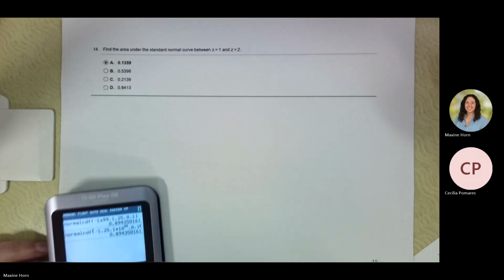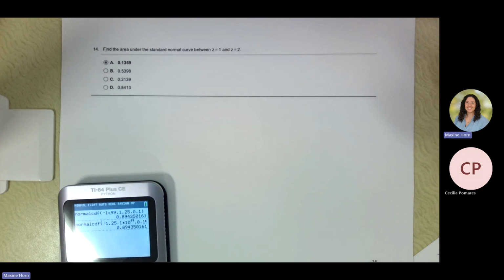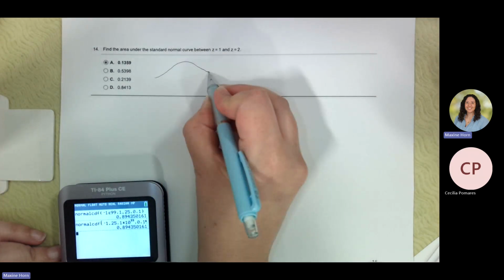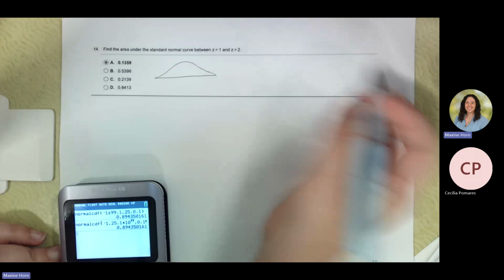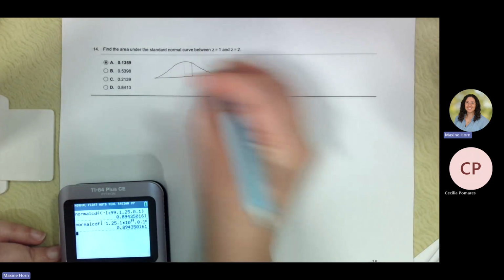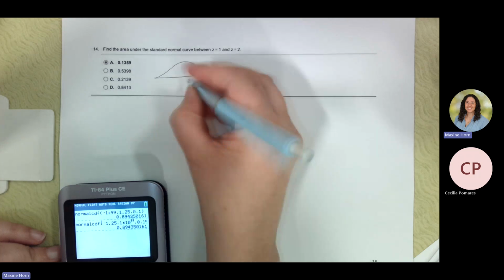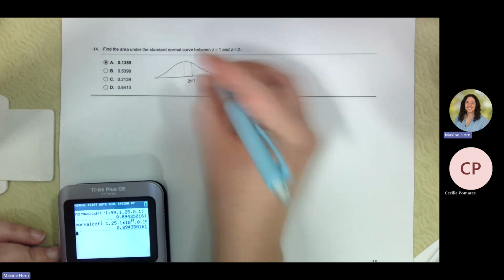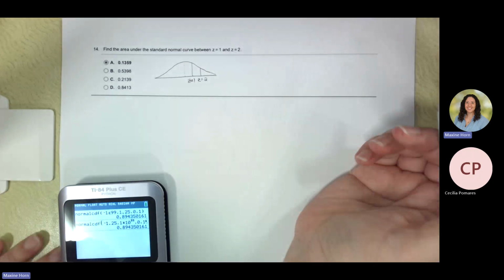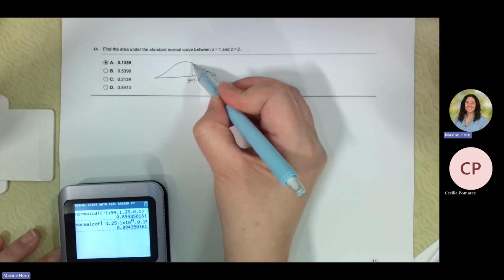Okay, slightly different approach here. Find the area under the standard normal curve between z equals 1 and z equals 2. All right, we're going to do this two ways. One of the ways is kind of similar to how we've done the last few. So the mean is here. We have z equals 1, and then we have z equals 2, and they want us to find the area between the two of these.